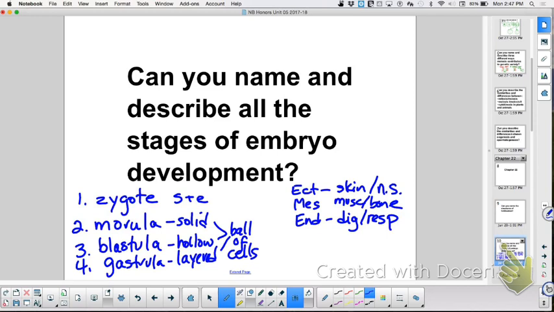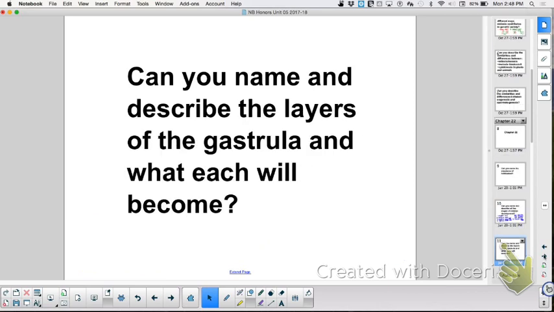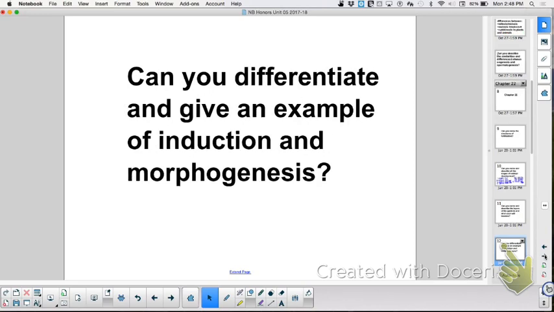So that's the gastrula. And then number 5 is the neurula. And this is when you start to have the development of that nervous system from the ectoderm. You have a notochord. You accept that? You need me to talk about it anymore? Okay. Can you name and describe the layers of the gastrula and what each will become? Check. Already did it. Boom. Moving on. Can you name and describe? I just said that. Can you differentiate and give an example of induction and morphogenesis?